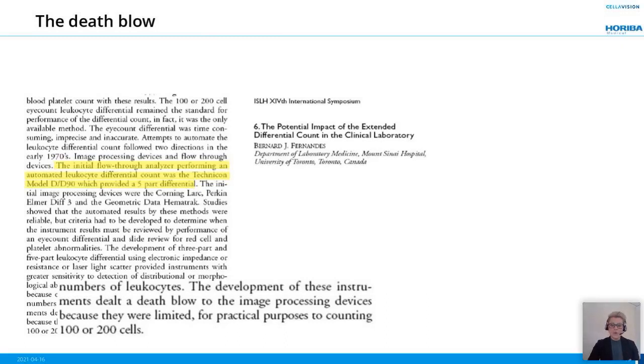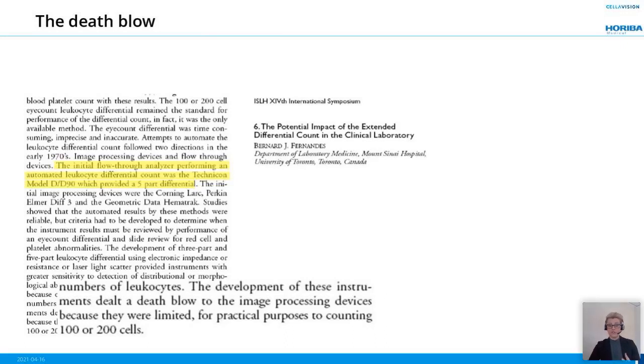The attempt to automate this took, as this described, two directions in the 70s. It was digital imaging, just what we have looked at for the previous slides, but also flow cytometry, or flow-through analysis.